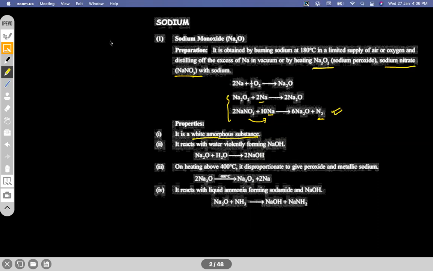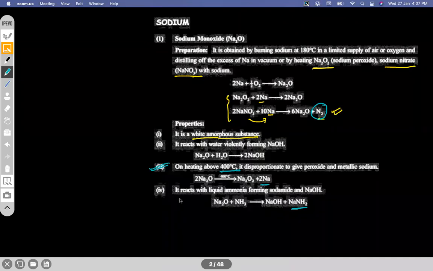It reacts with water violently, forming NaOH, right? Energy is released in this process. On heating over 400 degrees Celsius, it disproportionates to give peroxide and metallic sodium. This reaction is also important. Over 400, disproportionation takes place. Third one: with liquid ammonia, it forms sodamide and sodium hydroxide. The formation of sodium hydroxide is pretty common in this particular compound, Na2O. So the important point in this is the evolution of N2, and decomposition takes place, sodium metal gets involved. This is also important here.